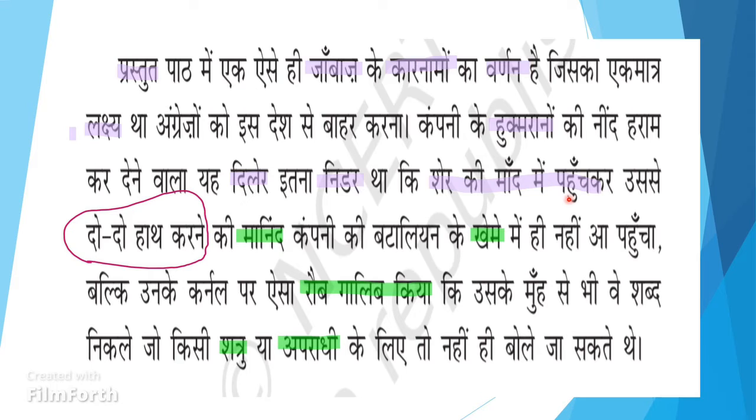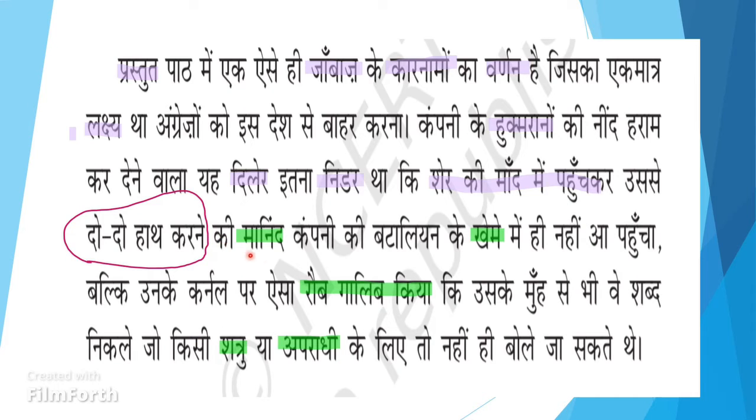Okay. उसे दो हाथ करने की मानिंद. He had liked to fight with them by reaching inside their den. And for that purpose, वह कंपनी की बटालियन के खेमे में ही नहीं आ पहुंचा. He did not only reach the tent of the company's battalion, of the company's army, but उनके कर्नल पर ऐसा रौब गालिब किया. He showed off his bravery to their colonel in such a way that even from the colonel's mouth, he was praised in a way which nobody would ever use to praise their enemy or a criminal.